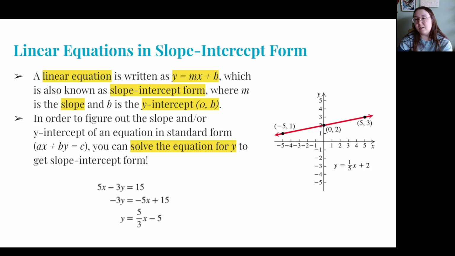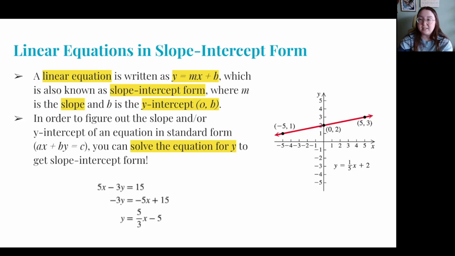Then on the right of our slide here, we see a graph of a line. It looks like it's going from (-5, 1) up to (5, 3), where we see a y-intercept at (0, 2). So for our slope-intercept form, it has been determined that the slope is 1 over 5, because that's the number in front of the x. And then we say plus 2, where 2 is the y value of our y-intercept.